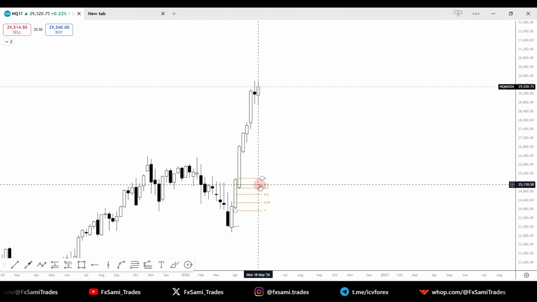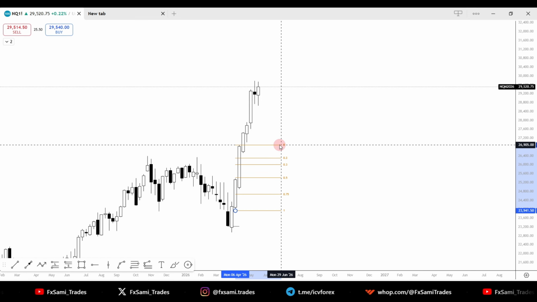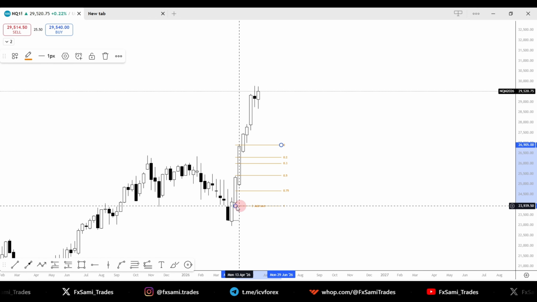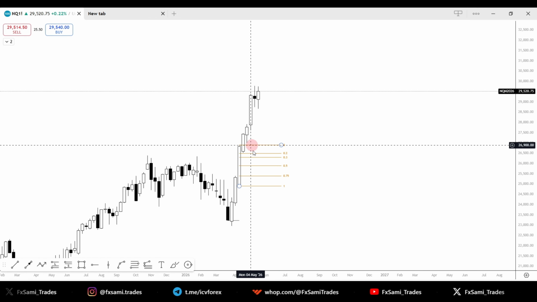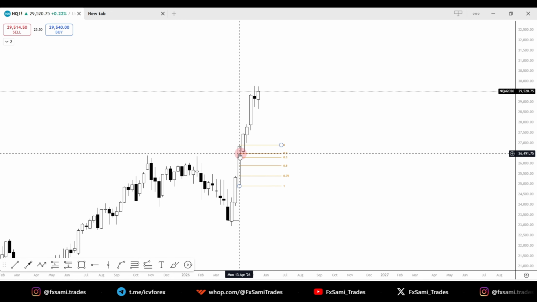Same thing happens over and over again, even the next week. Right here, came down into the 20% and expanded.